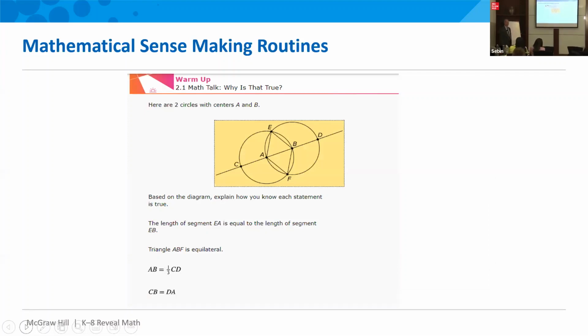This one is called Why Is That True? It goes to why is it always true, or this is true, is it true? So let me read this because it's pretty small print. What it says is, here are 2 circles with centers A and B. Based on the diagram, explain how you know that each statement is true. Now notice, I'm not asking them if it's true. How do I know it's true? So the first one, the length of segment EA is equal to the length of segment EB. It's common, it's the same.